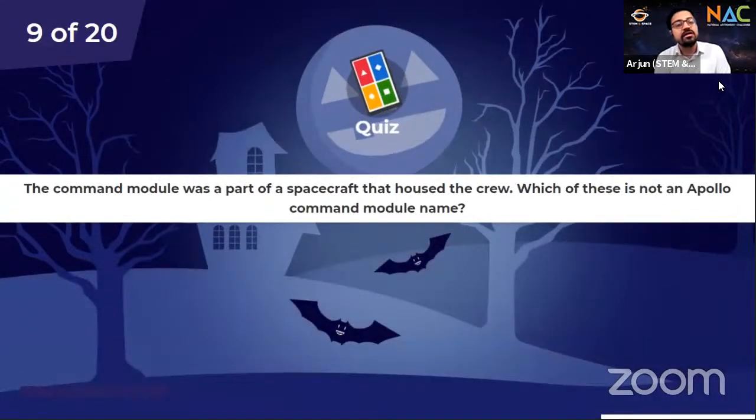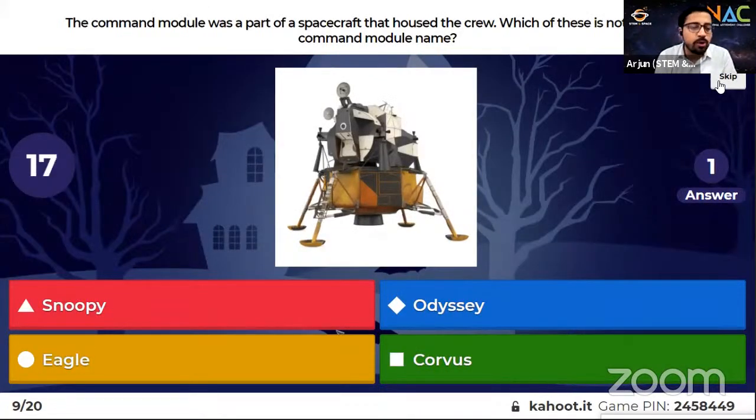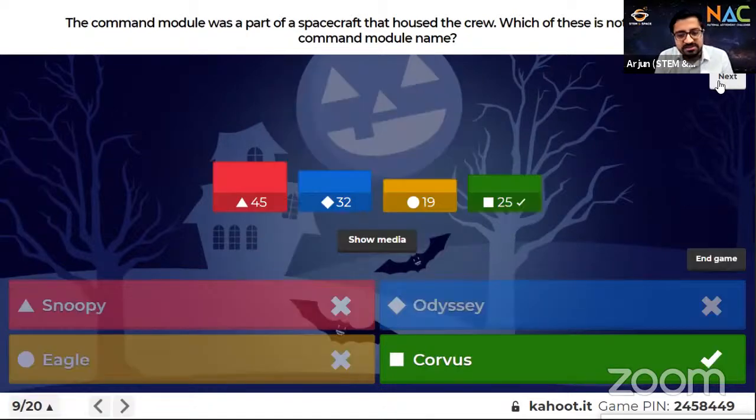Question number 9. The command module was a part of a spacecraft that housed the crew. Which of these is not an Apollo command module name? Which of the following was not a name for a command module? A bit of a tough question. Let's see who all know this. The options are Snoopy, Odyssey, Eagle, or Corvus. Which of the following is not the command module name of Apollo missions?